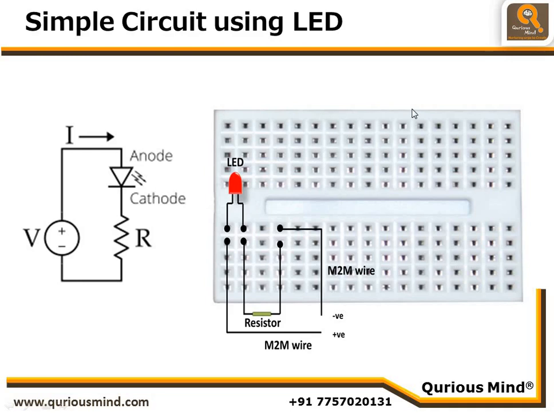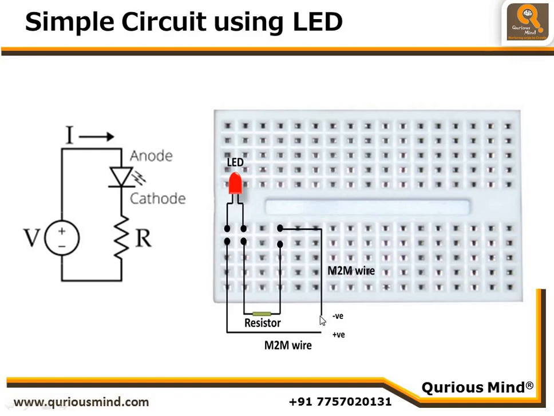Now here we have shown how to create this circuit using the real components on the breadboard. We connect the LED on the breadboard as shown, and to one end of the LED, which is the anode, we connect a wire here. To the negative, as we see here from the cathode, we connect a resistor. So we have connected a resistor, and the resistor we have connected through another wire here.